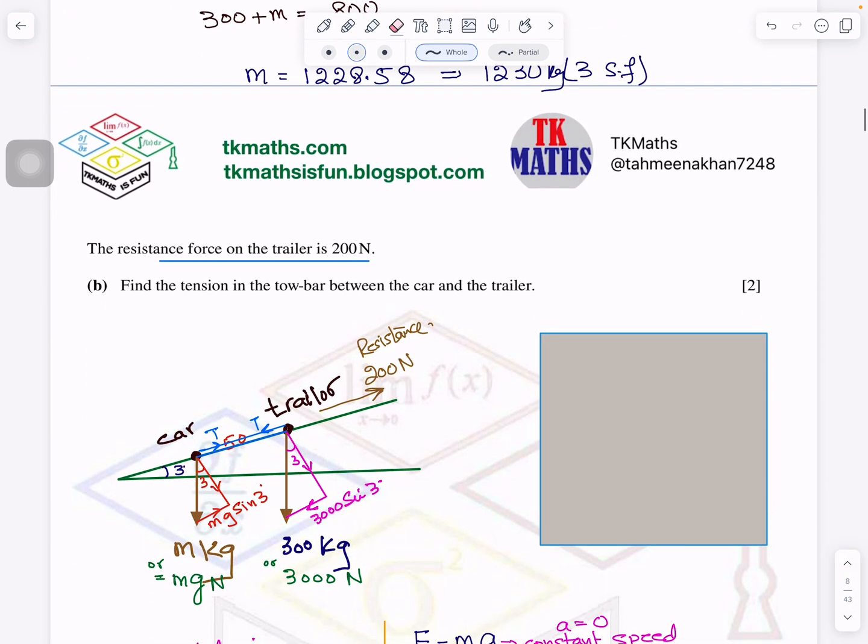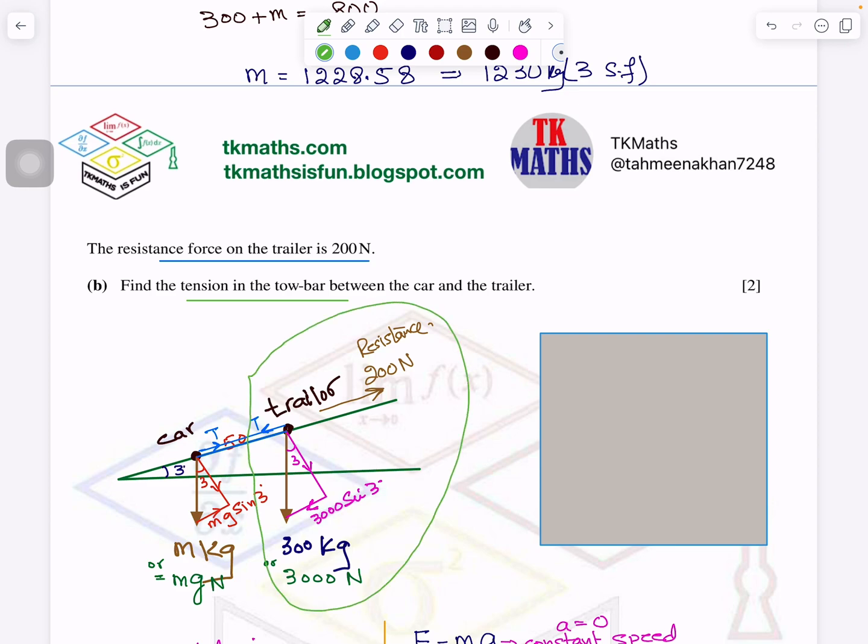Now let's see the last part of the question, which is talking about the resistance force on the trailer is 200 Newton. You have to find the tension in the tow bar. So either you consider this part of this system or this part of this system, you can find out the tension. So I have done by this method. The reason is, rather I have done both the methods, but this is very direct. Reason is this is given to you, that the resistance is 200 Newton.